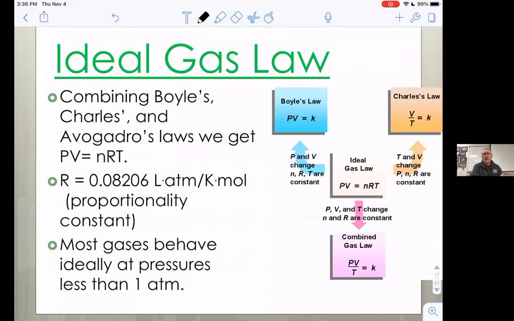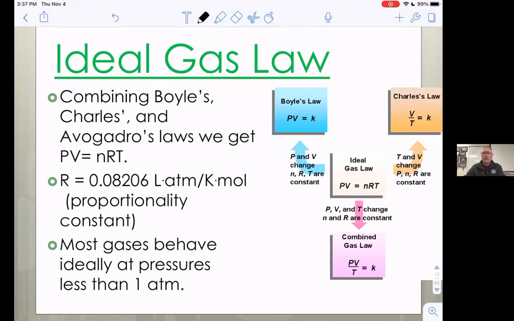So anyway, if you combine Boyle's, Charles's, and Avogadro's laws together, you really get PV equals nRT. The R value that we're going to use most often is 0.08206. That number is on your formula chart. There is another one given as a gas constant. Actually, there are two more.